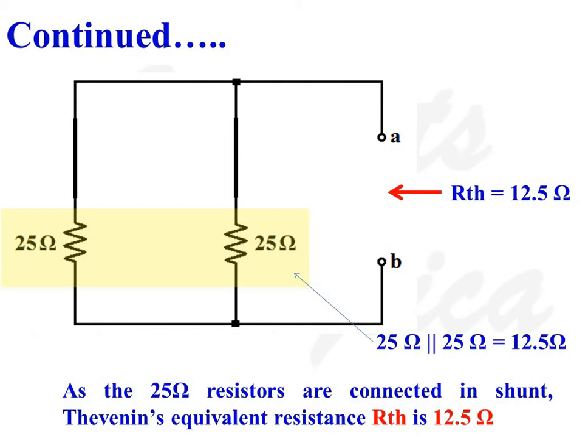Here there are two 25 ohms resistors connected in shunt. So the effective value of two resistors connected in shunt is given as R1 R2 divided by R1 plus R2, where R1 and R2 are the two resistors connected in shunt. As R1 is equal to R2 is equal to R in this network, the effective value of the shunt combination is R divided by 2. So Thevenin's equivalent resistance is equal to 12.5 ohms.